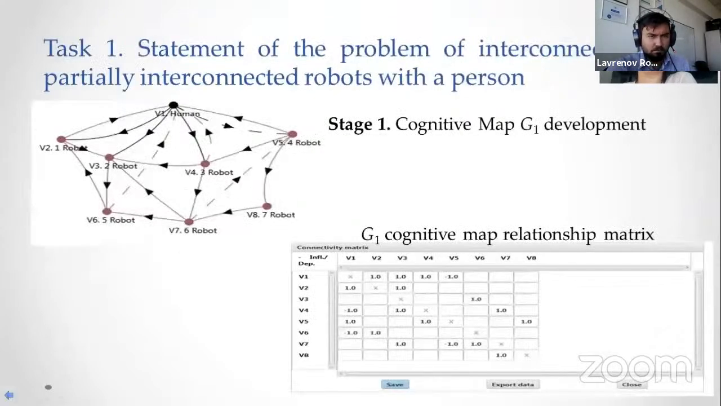Now we are going to consider the first task, which includes the statement of the problem of interconnection of partially interconnected robots with a person. Here we can see an illustrative example of a system consisting of 8 vertices: a human and 7 robots. The cognitive map is developed at the first stage of cognitive modeling. The study of the properties of the cognitive model is carried out using various operations on the matrix of relations of the graph, which is also shown here.